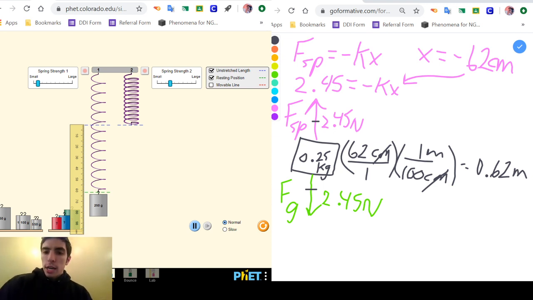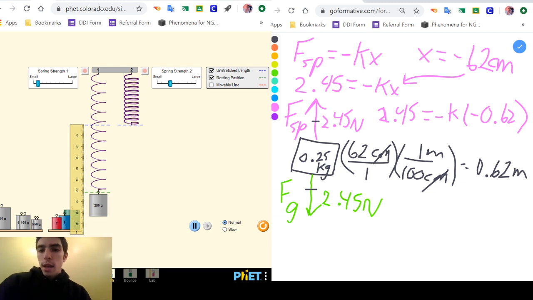So now we can plug that 0.62 meters in for our displacement. And let's now use Hooke's law. 2.45 newton spring force equals negative K, which we don't know, times negative 0.62 meters. I'm going to cross out these two negatives because those will cancel out. Negative times negative will just give us positive again.